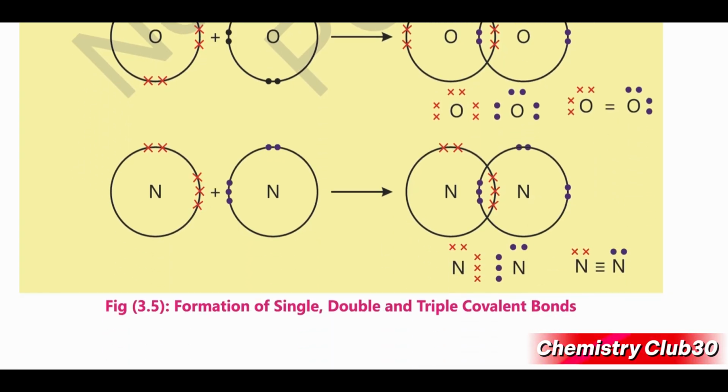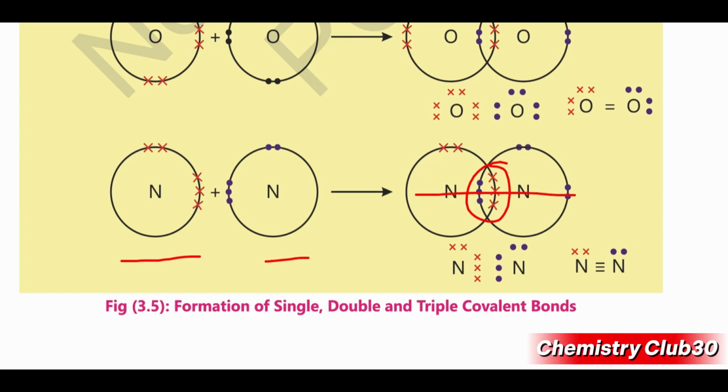Another example is nitrogen. The nitrogen molecule is formed by mutual sharing of three electron pairs from each nitrogen atom, and this type of covalent bond is a triple covalent bond. The valence shell of nitrogen contains 5 electrons. Each nitrogen atom will share its 3 electrons, and in total 6 electrons will be present in the center of the nuclei of the two nitrogen atoms.